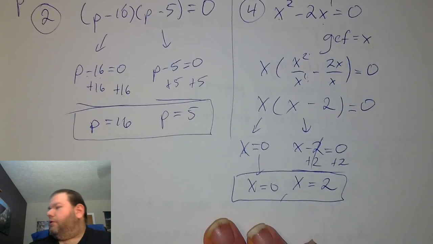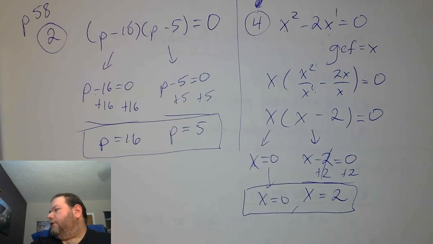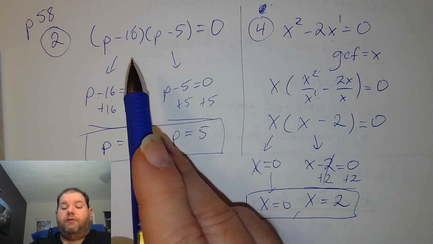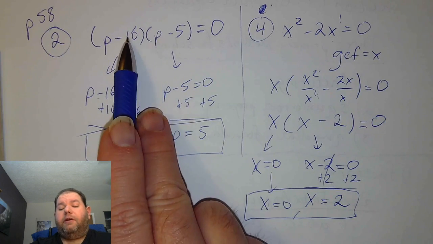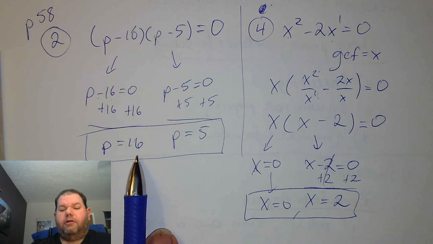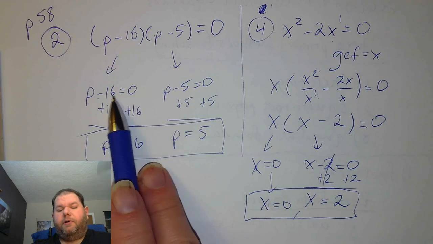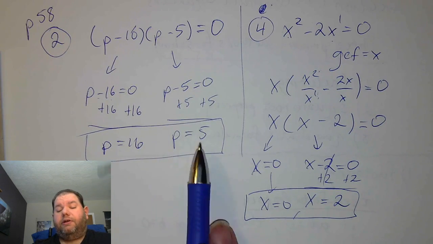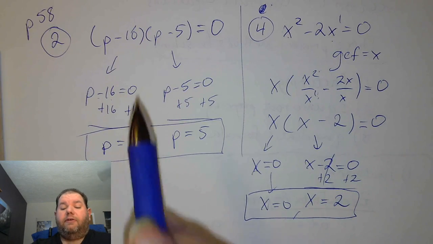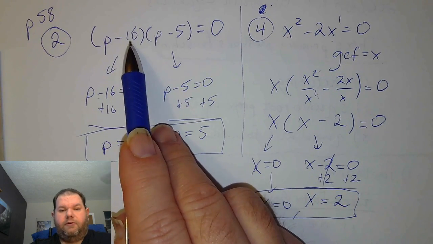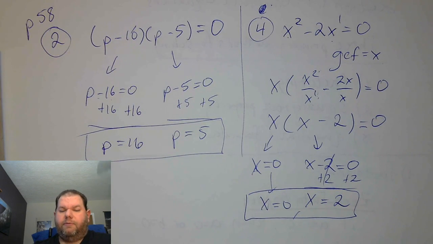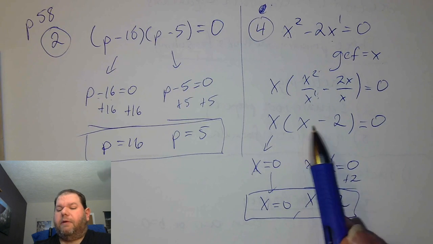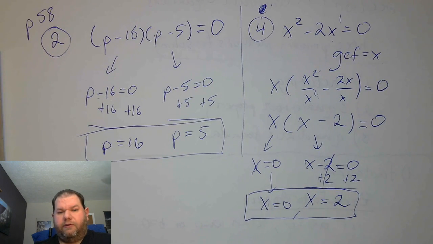Now, looking at these two problems, at least number 2, you probably recognize that there's a shortcut that we can take to go from here directly to here. If we're not sure, I encourage you to set each part equal to 0 and then solve them accordingly. But really what's happening is we're just taking the opposite of whatever number is here. If we have p minus 16 as our factor, then positive 16 will be our solution. We have x minus 2 as our factor, so positive 2 will be our solution.